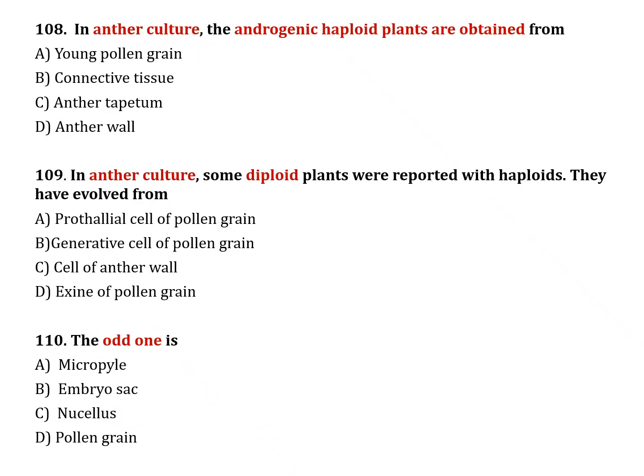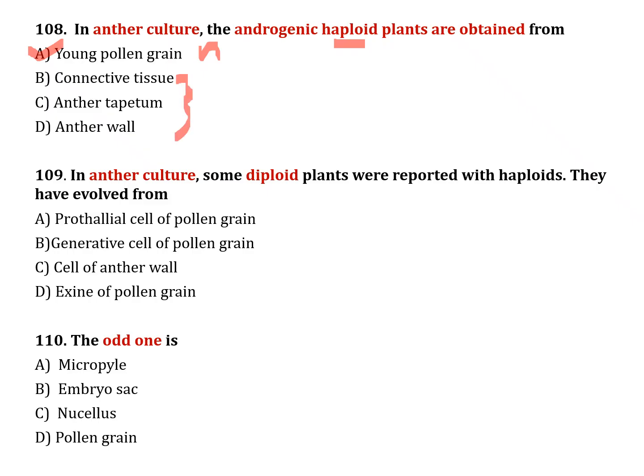In an anther culture, the androgenic haploid plants are obtained from option A, young pollen grain. Option B, connective tissue. Option C, anther tapetum. Option D, anther wall. Correct answer is option A, anther young pollen grains, which is haploid in nature. Others are diploid.